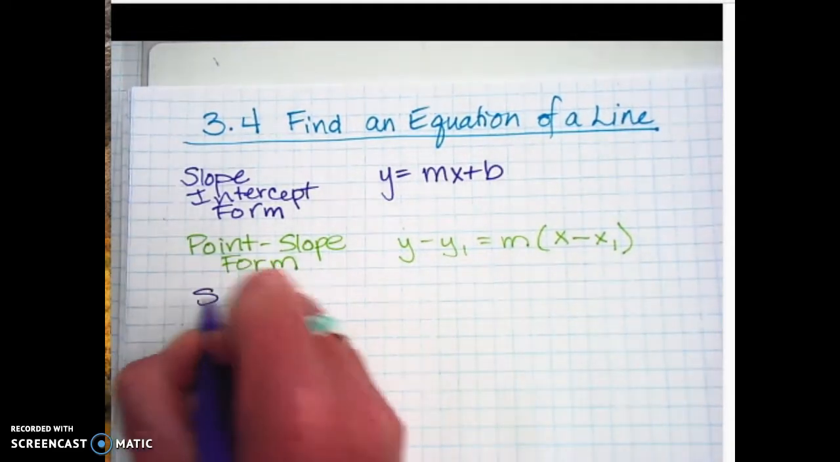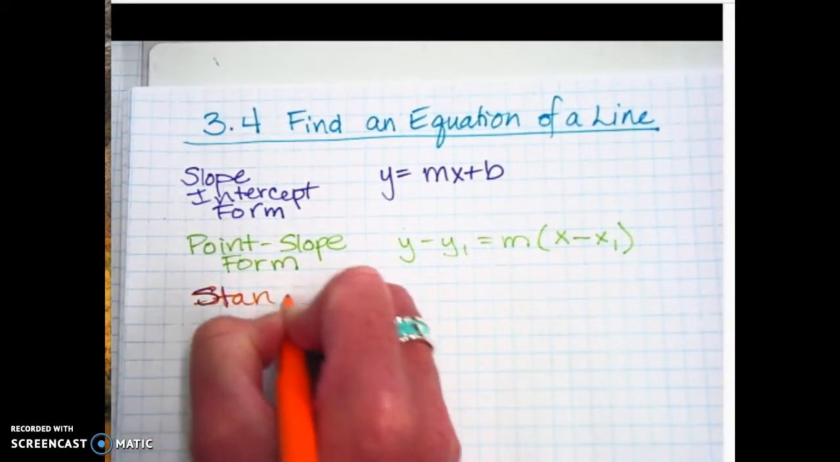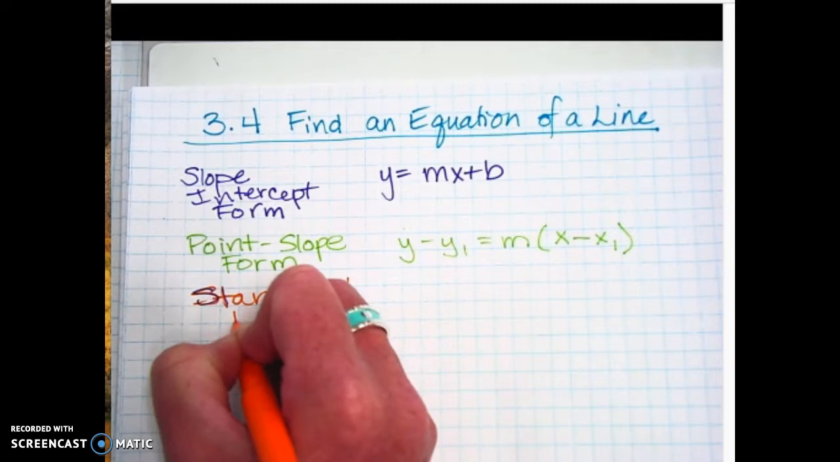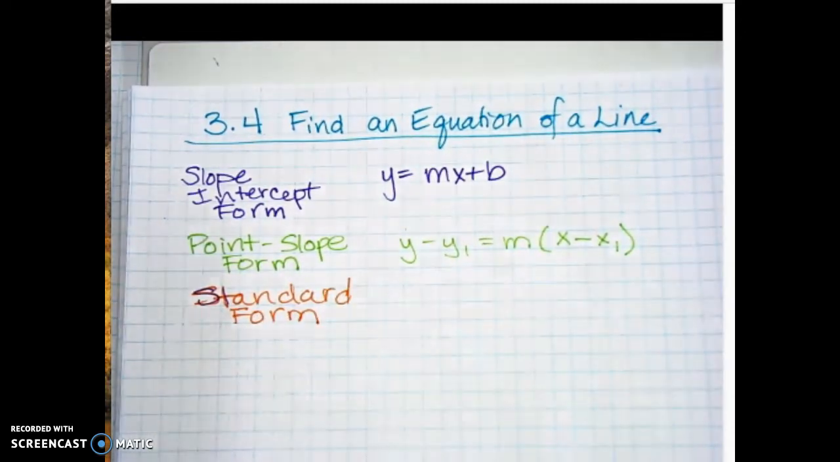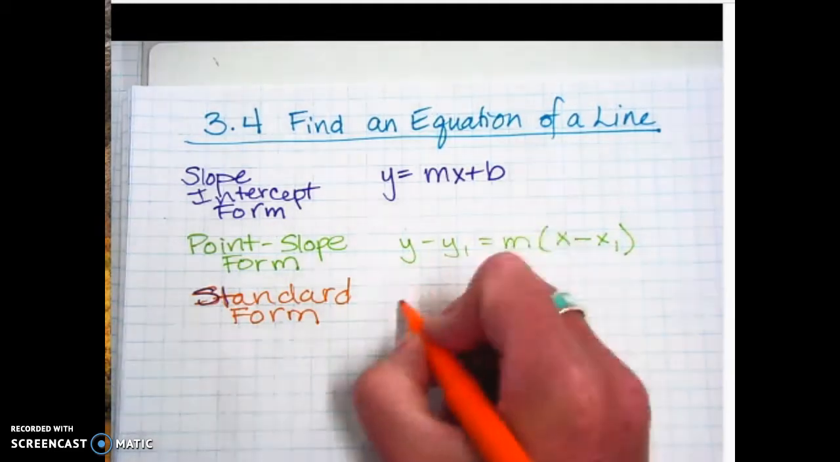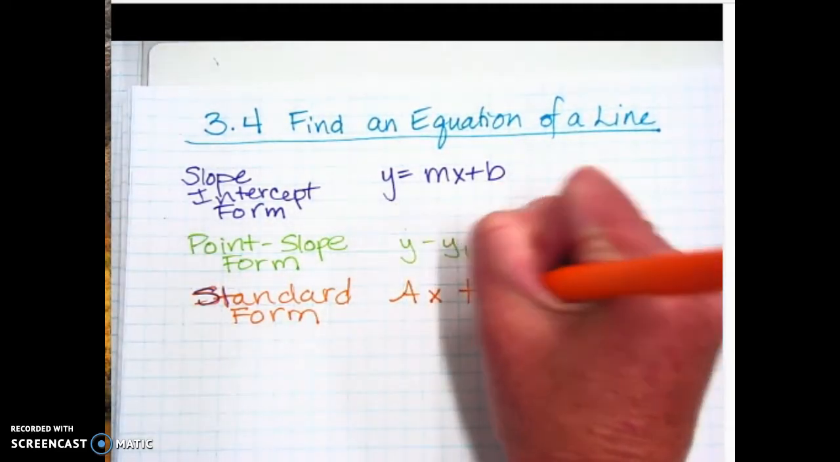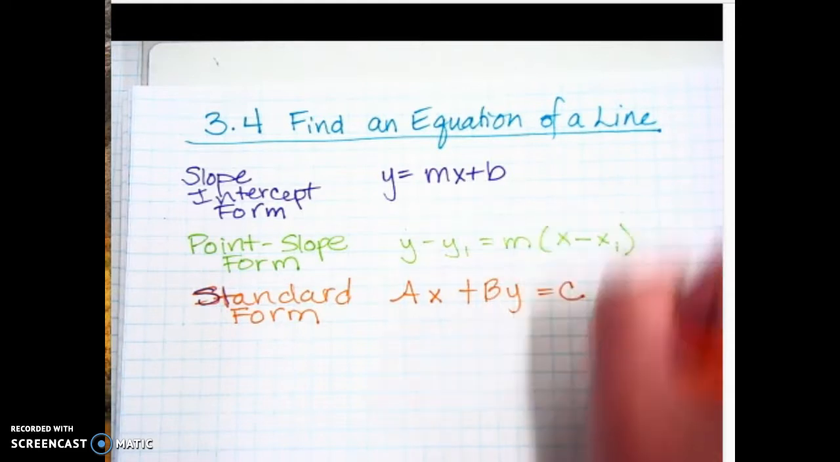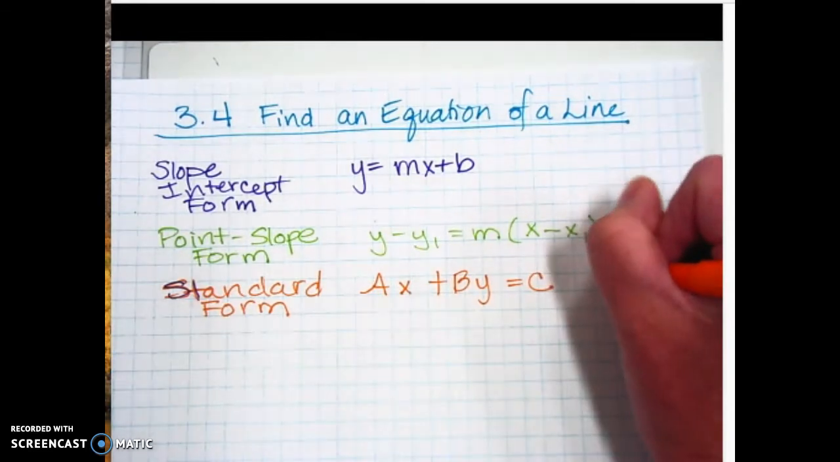Then there's something called standard form. Standard form is usually what you start with and change into slope-intercept form, or once in a while, like what you're going to see today, they ask you to put it back into standard form. It looks like this: Ax plus By equals C.